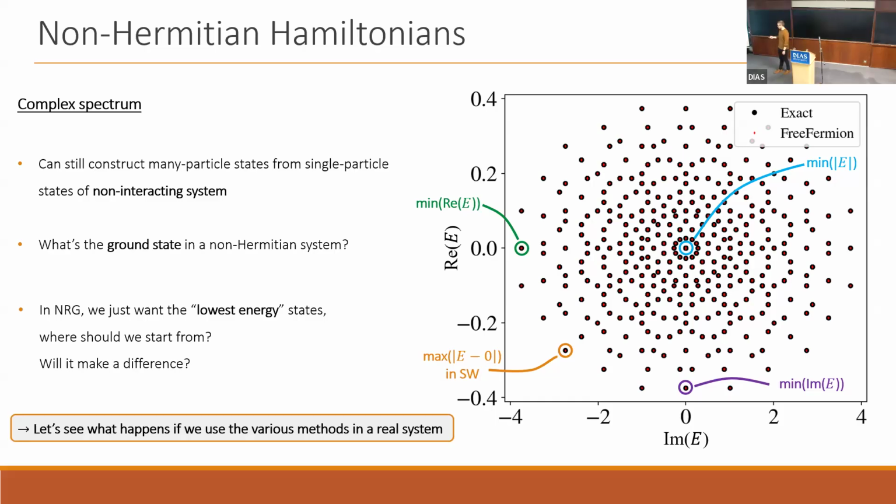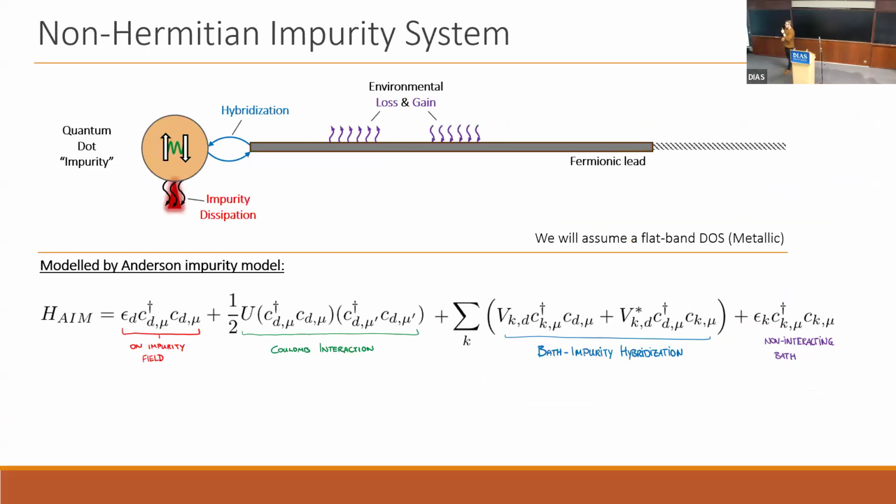Okay, so let's go to a real system now. This is now a non-Hermitian impurity system, so it's similar to before. You have some impurity, which could be on a dot. It's coupled to some bath, and you're allowing this non-hermiticity to be introduced either on the dot, or through the coupling, or on the bath itself. This can be modeled. This is just an Anderson impurity model. So your dot here is actually a fermionic degree of freedom that can host spin up and spin down and interact with each other. And we're going to assume that the bath is some flat band density of states. Okay, so this is the setup.